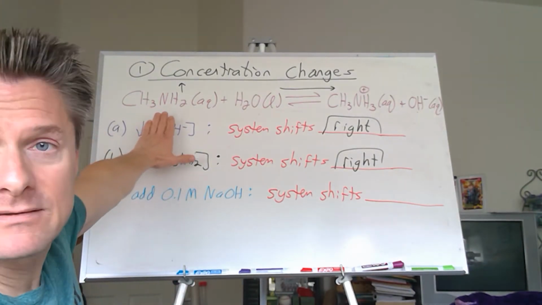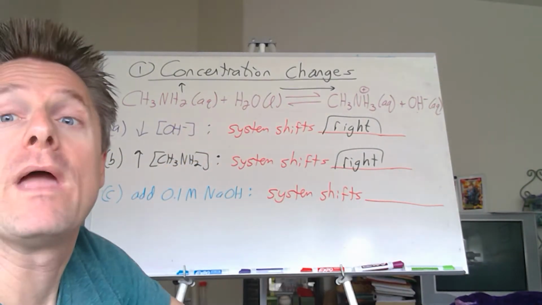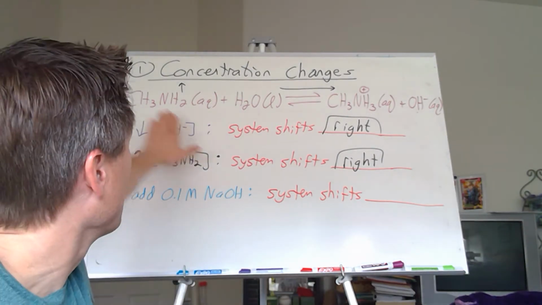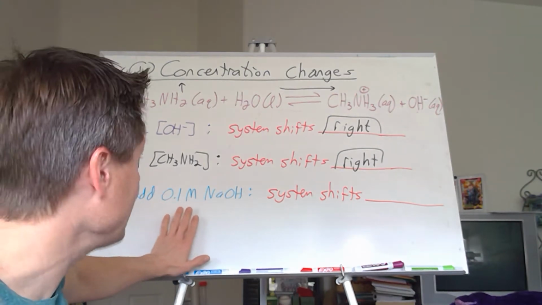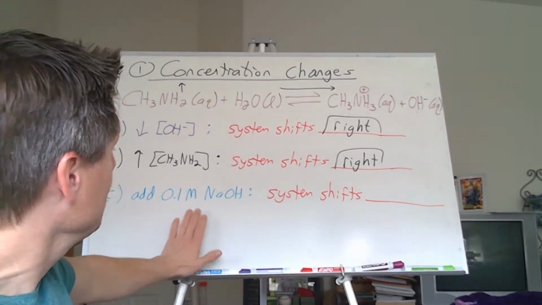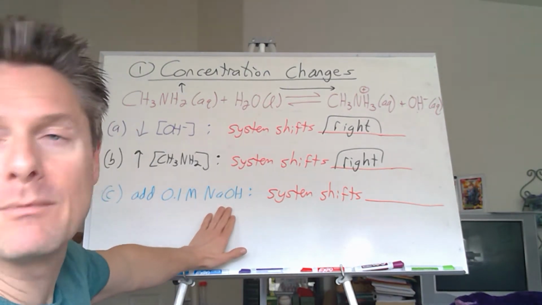So if we increase the reactant in this case, it's going to shift away from it towards the products to bring this down. In the process, that will increase more products, right? Now, last but not least, let's add a little twist to it. Let's say we add some 0.1 molar sodium hydroxide.